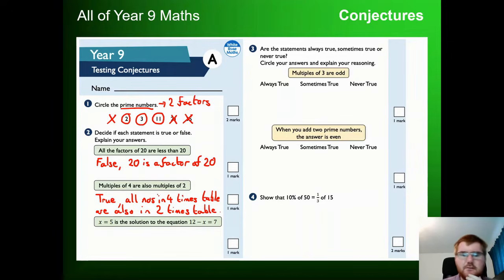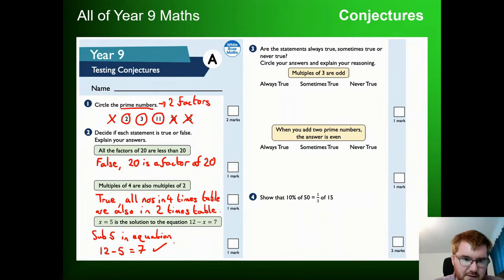Next one here, x equals 5 is a solution to the equation 12 minus x is equal to 7. Now we could solve it like in the previous part of the video, but we can also do something called substitution. So if I sub 5 in the equation, let's see what happens. Well, 12 minus 5, that is equal to 7.